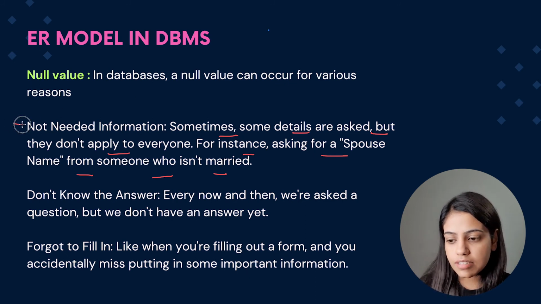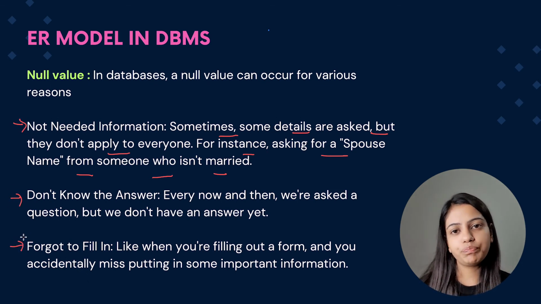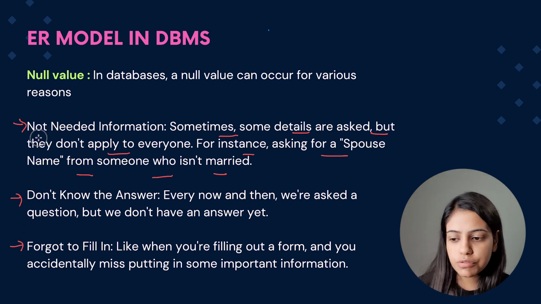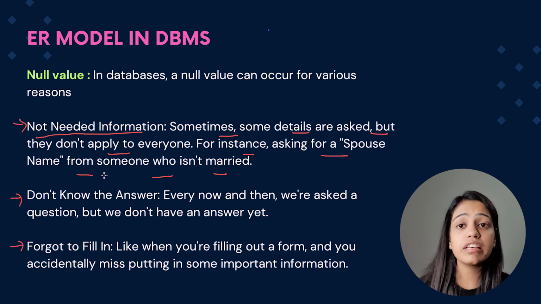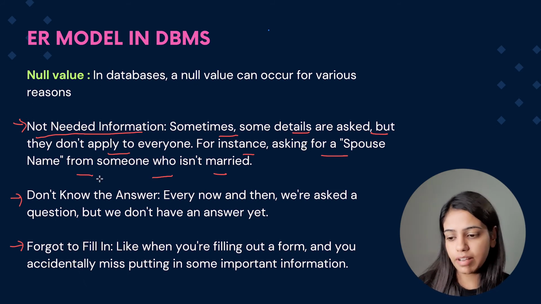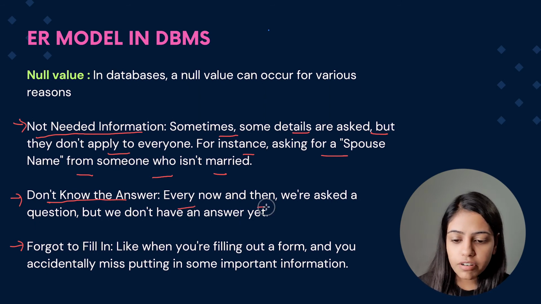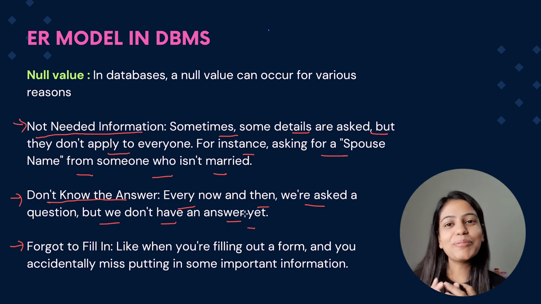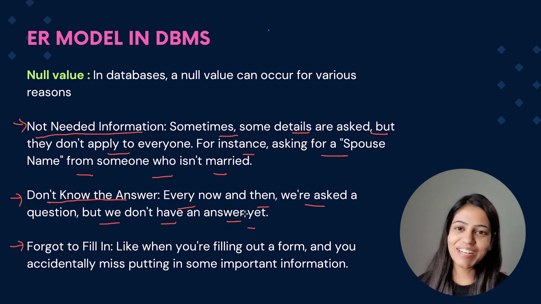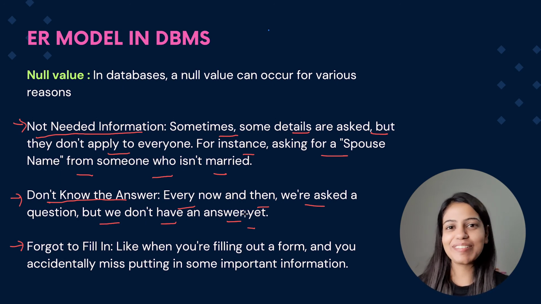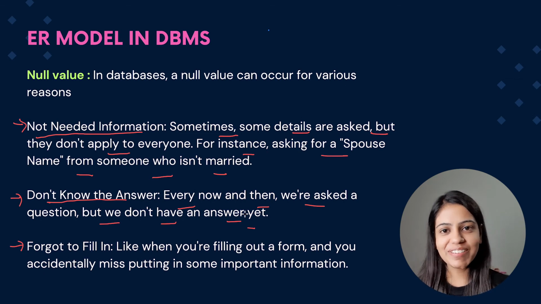Now here are the instances of why a null value is used, or what the simple use cases are for why the null value exists. The first use case is not needed information. Whenever there is not needed information, we can use the null value. Now second is don't know the answer. Every now and then we are asked a question, but we don't know the answer yet. You may have dealt with this in day-to-day life, that you are asked a question and you simply blank out because you don't know the answer. In that case also a null value can exist.